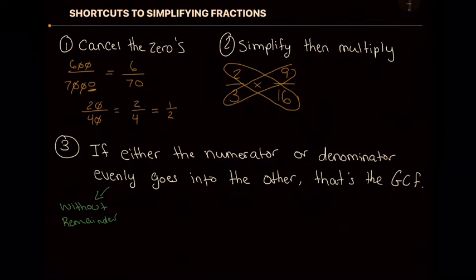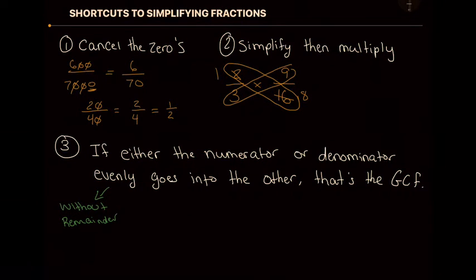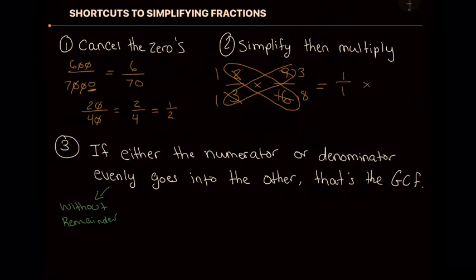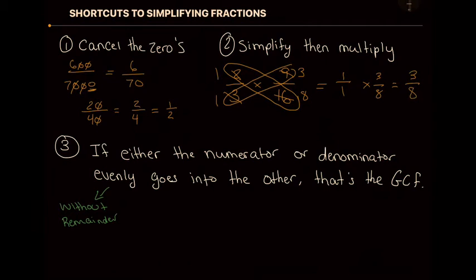So in this case, the greatest common factor between 2 and 16 is 2. So we divide 2 by 2, giving us 1, and divide 16 by 2, giving us 8. And the greatest common factor between 3 and 9 is 3, meaning 3 divided by 3 is 1, and 9 divided by 3 is 3. So now we have 1 over 1 times 3 over 8, which is 3 over 8.